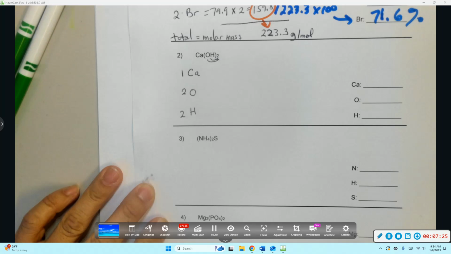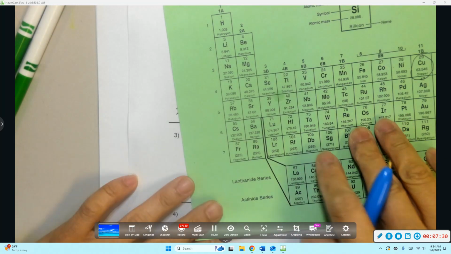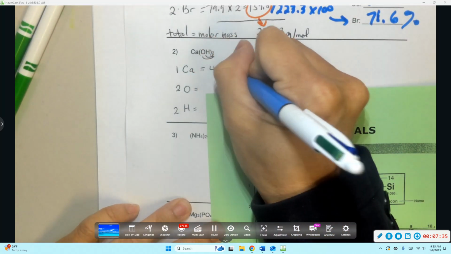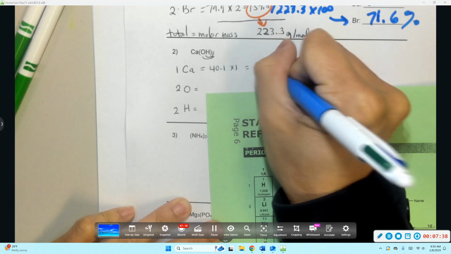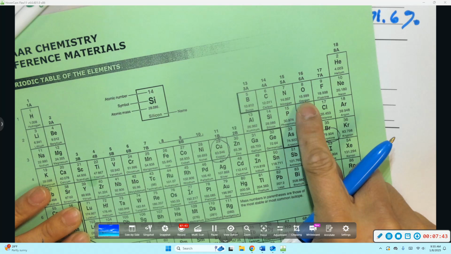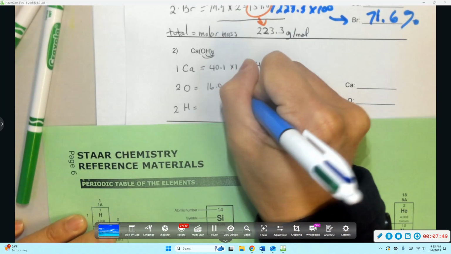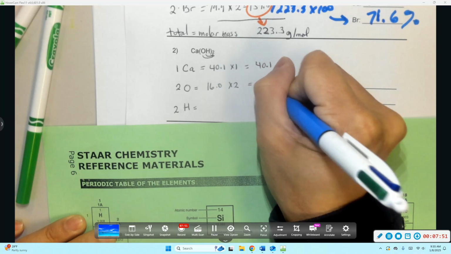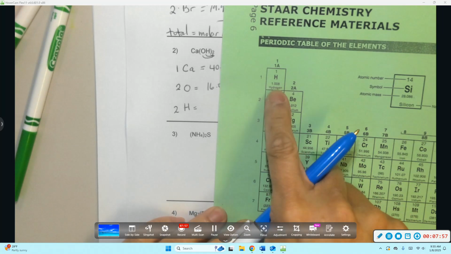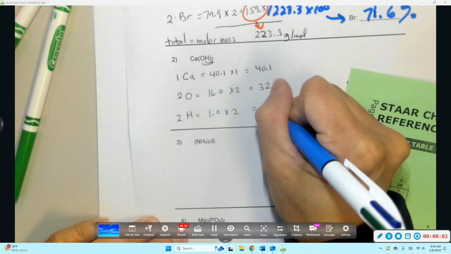Okay? So get the mass for each of them. Calcium, which is here, 40.07, I'll round up to 40.1, times 1, that'll give us 40.1. 2 oxygen, 15.999, so for our sake, we just put 16.0, times 2 of them, that'll give you 32.0. Hydrogen, 1.008, 1.0 is perfect, times 2, that'll give us 2.0.